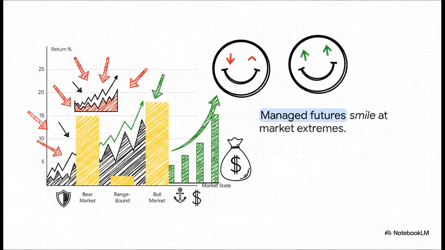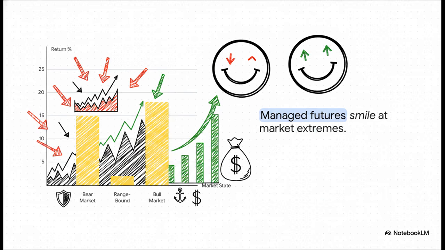And the data on this is wild. It forms what the industry calls a smile. It perfectly illustrates this counterintuitive reality. Managed futures perform their absolute best when traditional markets are either aggressively crashing or massively booming. Why? Because extreme bear or bull markets rarely happen overnight, right? They're the result of a long continued trend.